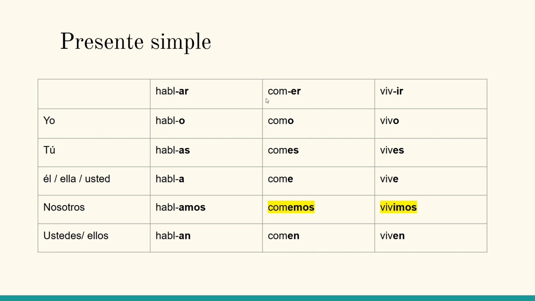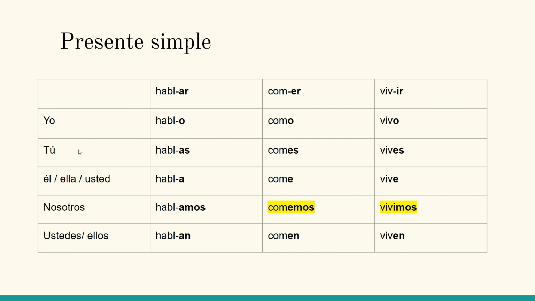Yo hablo. And actually, in present simple, for these three groups of verbs, we replace the ending with an O, and that's how we use it with I. Then if I want to say you talk, I'm going to replace that ending AR and add AS. Hablas. Tú hablas. For this group, ER, we will need to replace the ER with ES. Comes. And finally, with this last group, we also replace it with ES.